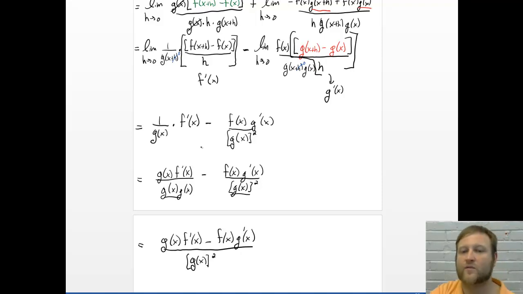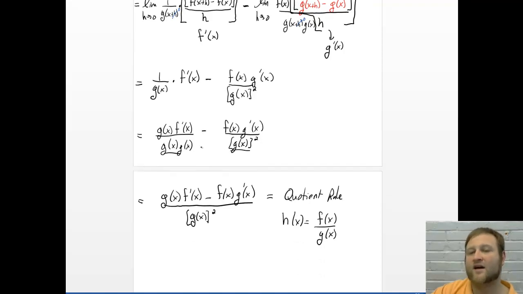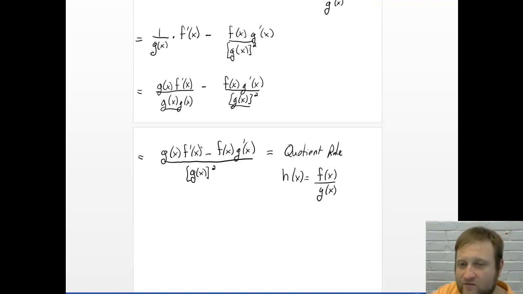And this, ladies and gentlemen, by definition, is the quotient rule of our original function h of x, which is equal to f of x all over g of x. That right there is the quotient rule. And I know there is a little saying that a lot of my students have used in the past. They say low d high minus high d low, all over the low squared.